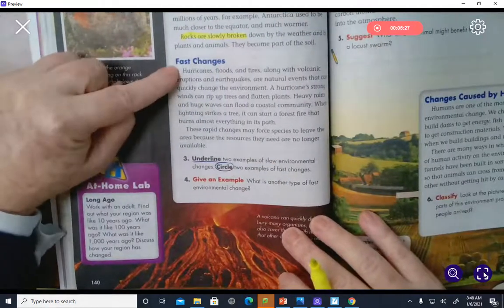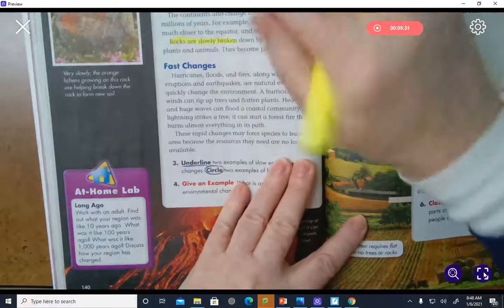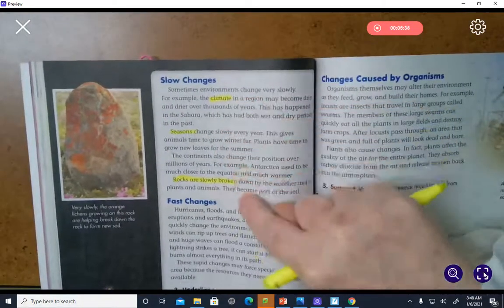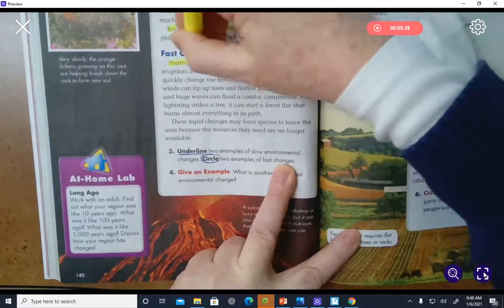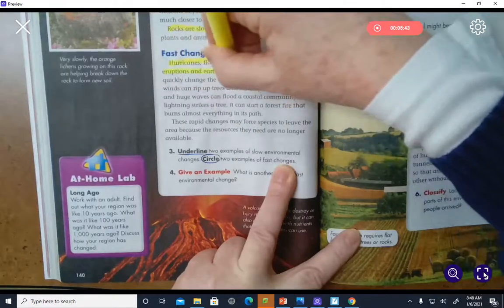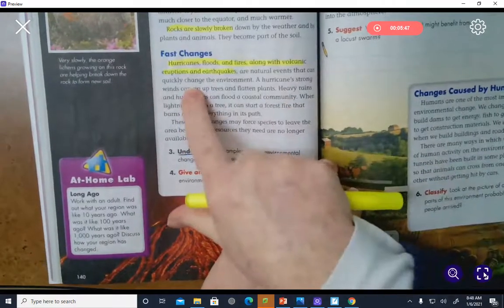There are also fast changes, and I'm going to go ahead and highlight those, just so if I look at slow changes, I can see the types, and here's fast changes. Hurricanes and floods and fires, along with volcanic eruptions and earthquakes, are natural events that can change the environment.